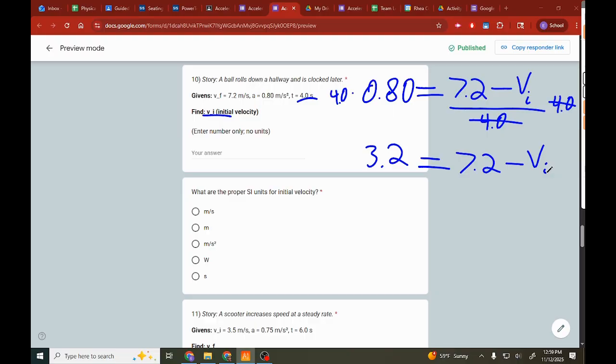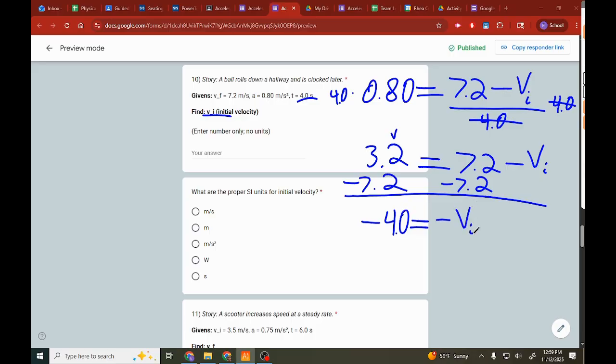Now at this point, we have this positive 7.2 on the right side we want to get rid of. So we'll subtract 7.2 from both sides. 3.2 minus 7.2 gives us -4. Oh, wait. Both these numbers were known to the tenths place, so I should really say -4.0. So I have that tenths place. And that's equal to negative VI.